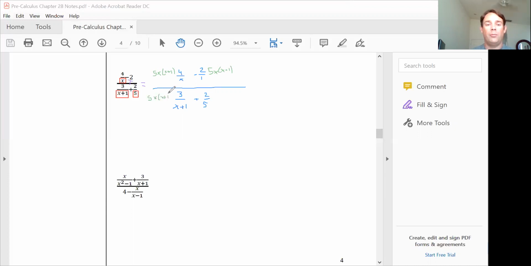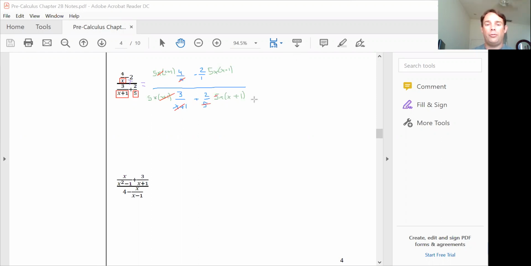And again, this is something that's going to come up a lot when we're dealing with proofs, trig proofs, second quarter, second term. All right, so common terms, got to make them go away. So x goes away. Let's see, x plus 1 goes away. And the 5 goes away.